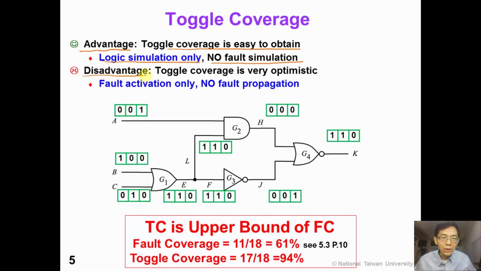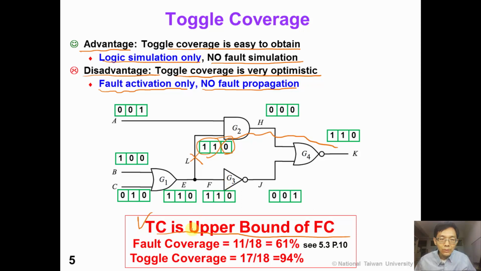But the problem of toggle coverage is that it's very optimistic, because in toggle coverage, we only care about fault activation. We don't even care about fault propagation. For example, for signal L, we only know that it has been activated to 1 and it has been activated to 0. But we don't know if they are propagated to the primary output or not. So we can say that toggle coverage is an upper bound of fault coverage.